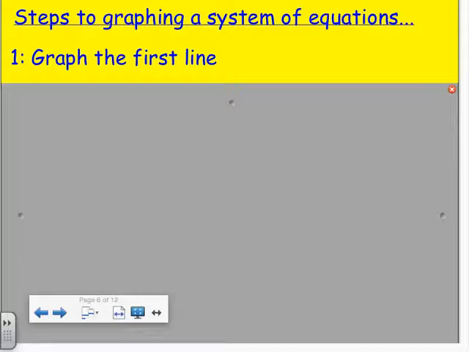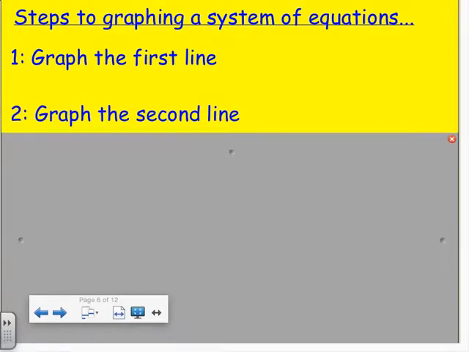One, graph the first line. So I'm going to graph that first line. Two, I'm going to graph that second line. Then I should have an idea. Could they be parallel? Could it be one solution, or could it be infinite? Infinite is going to stick out like a sore thumb if they overlap each other.